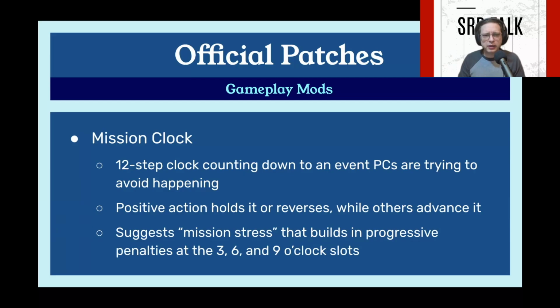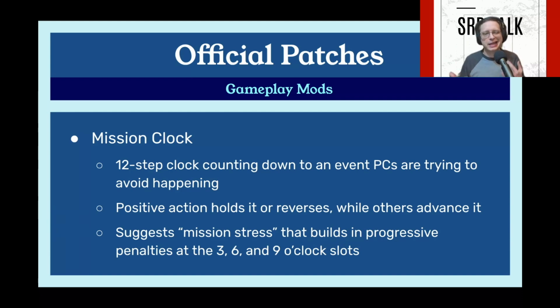But the important part here is that this is specifically a 12-step clock, and it's basically counting down to midnight. Positive action will pause the clock or potentially even reverse it a little bit, while other actions that the players either fail to keep from happening or direct failures by our player characters could potentially cause it to advance. And I don't mean specific actions, but like let's say a scene goes horribly wrong, and so they could advance pretty considerably.